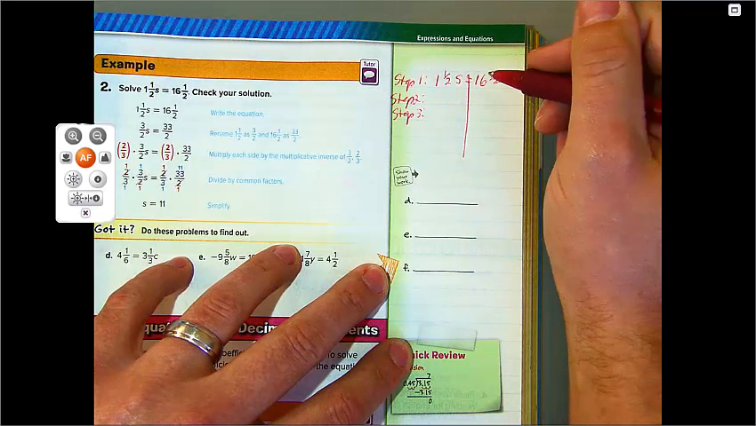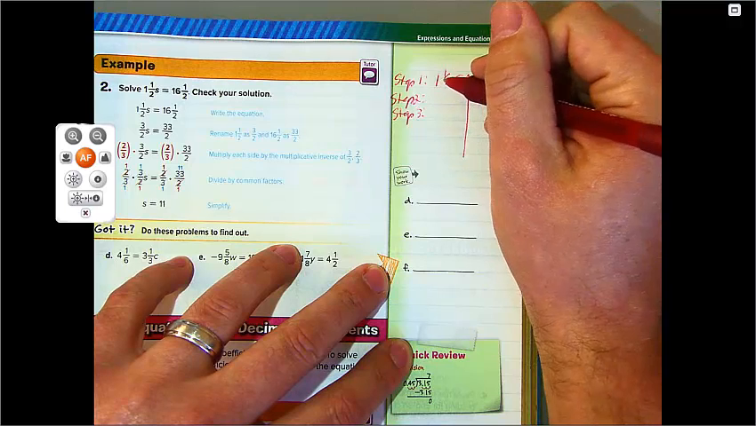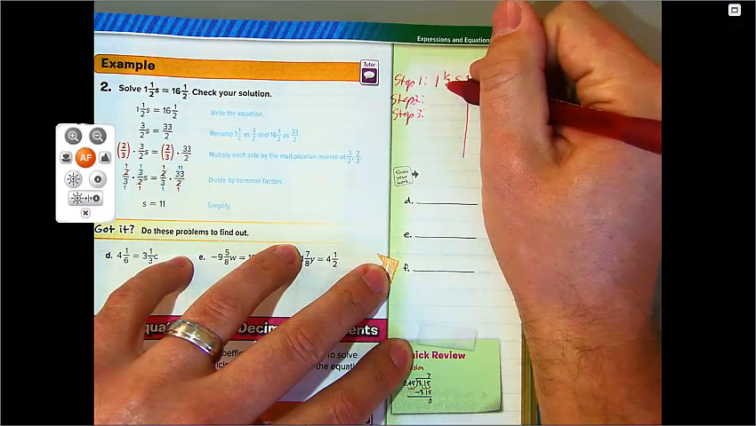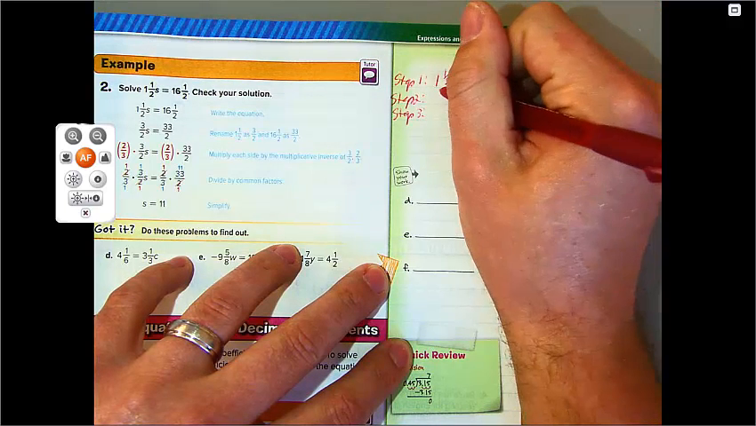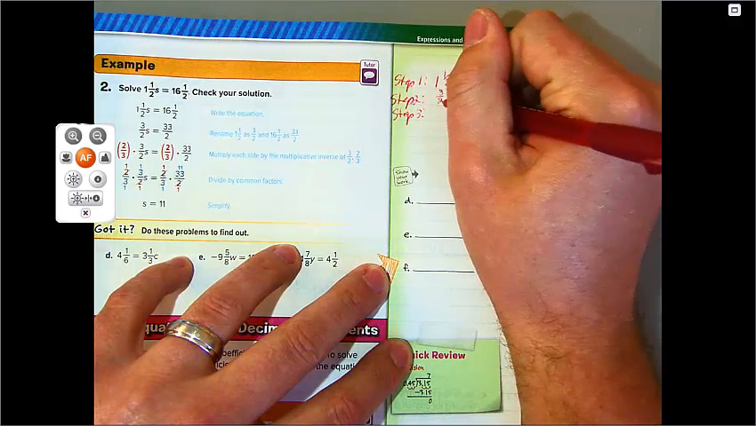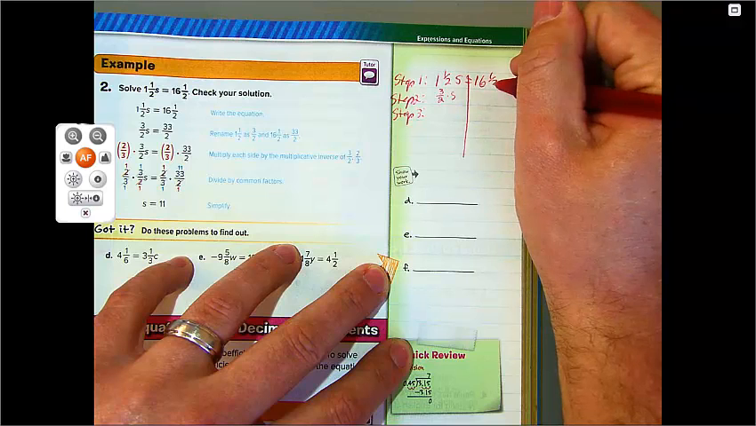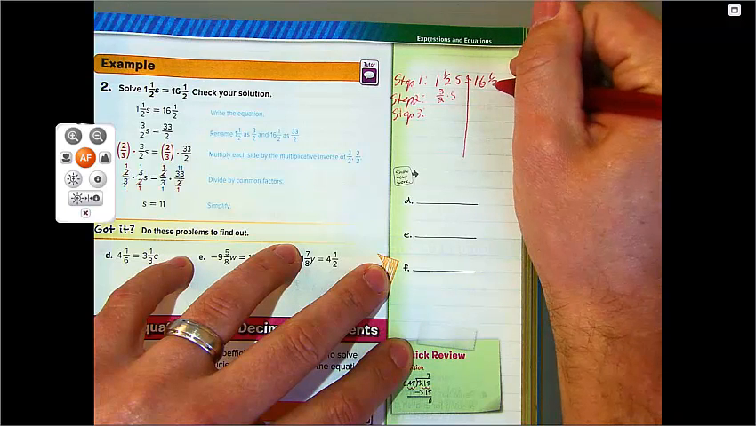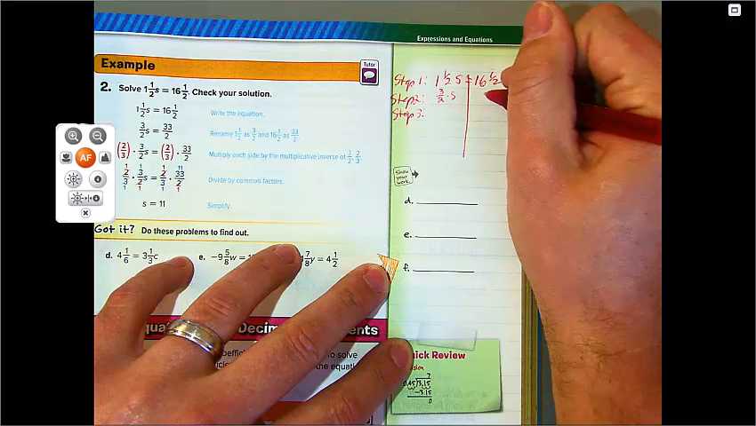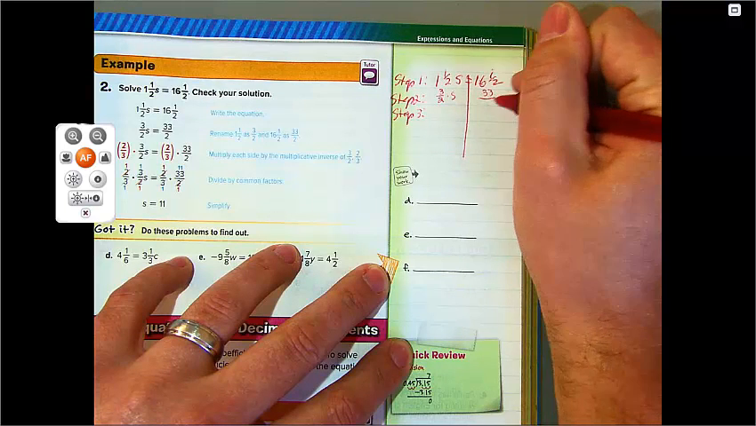But before I can undo, I actually need to change this to an improper fraction. So I have 1 times 2, which is 2, plus 1 is 3. So that's actually giving me 3/2 times s. And this one, 16 times 2, I want to make this one improper as well. 16 times 2 is 32, plus 1 is 33, so I have 33/2.